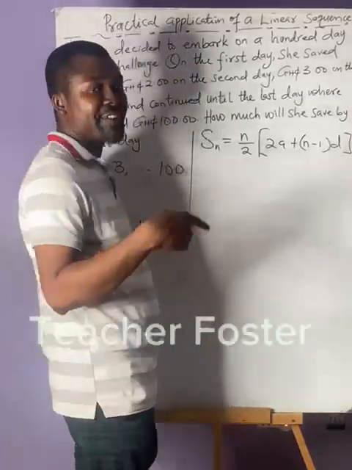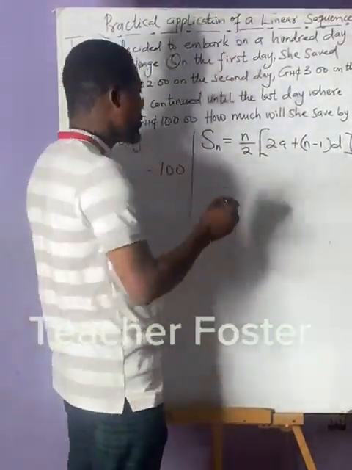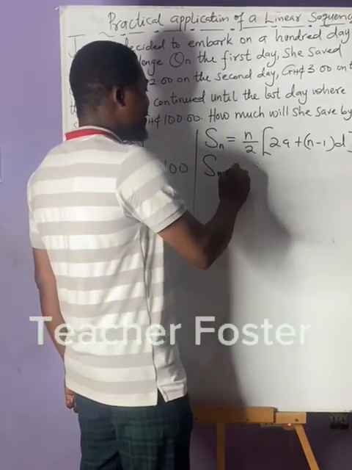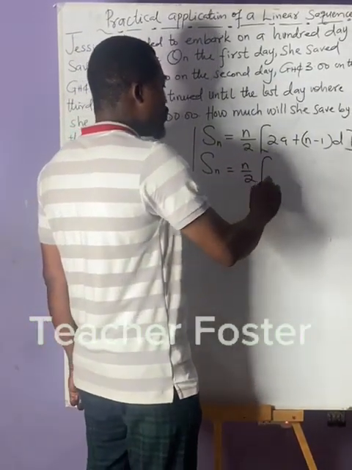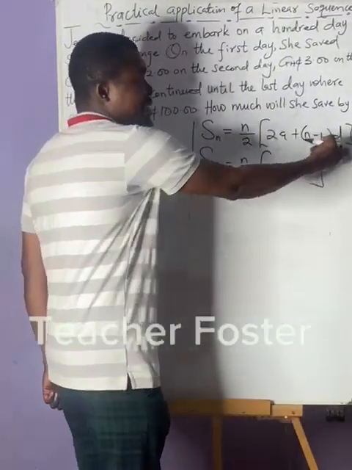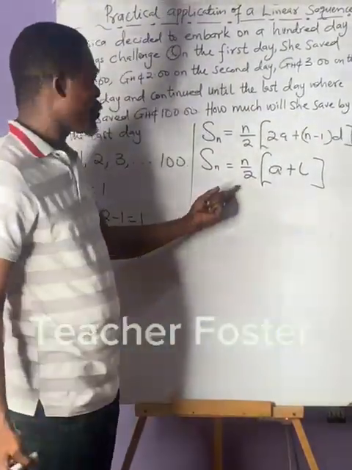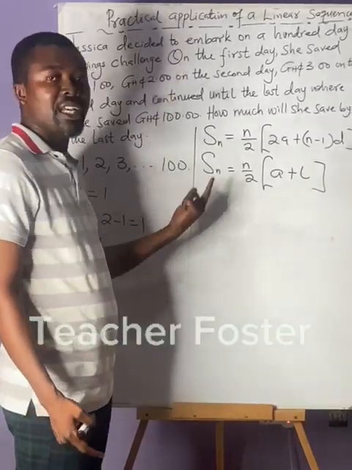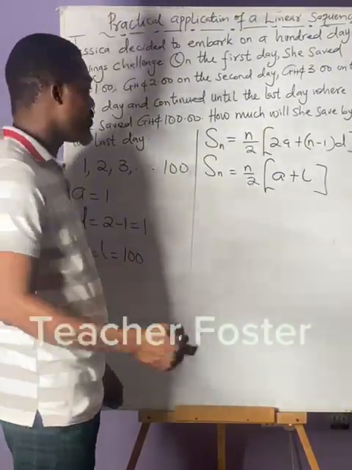So we have said that when we have a finite sequence where the last term is known, we can decide to use a more refined version of the formula, where we know our last term, replacing this. So we are going to use this because we know our last term, as it is a finite sequence, to find how much she will save by the 100th day.